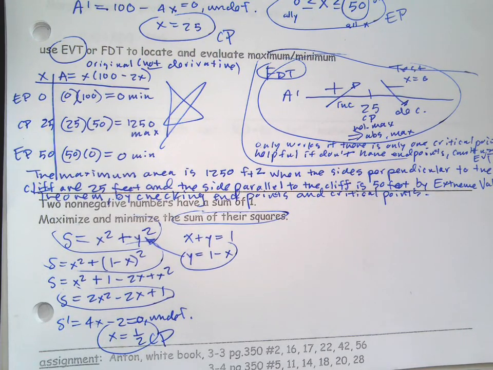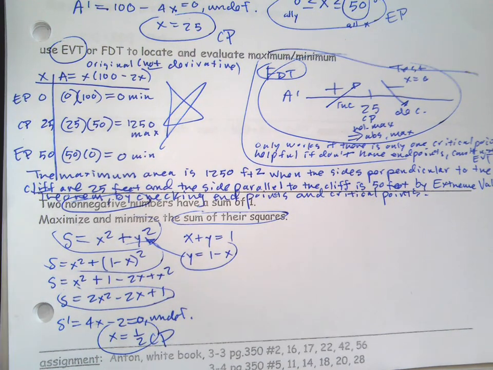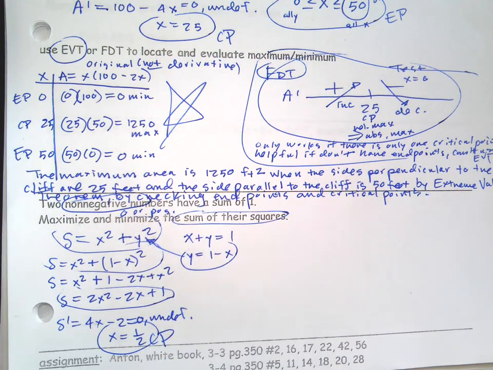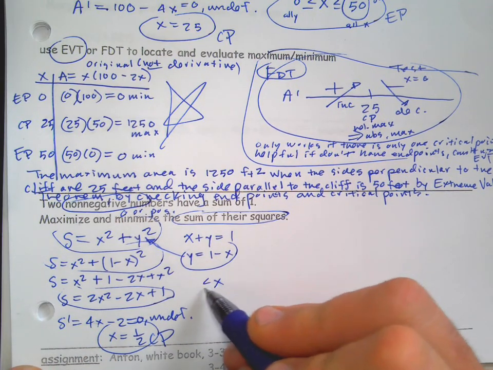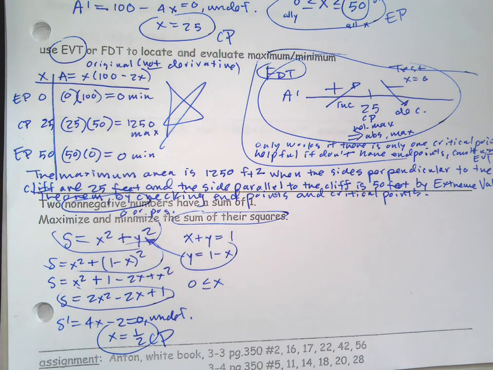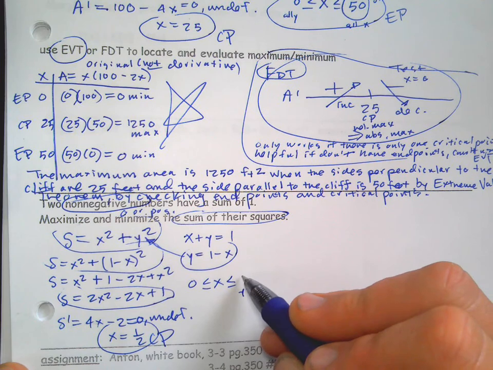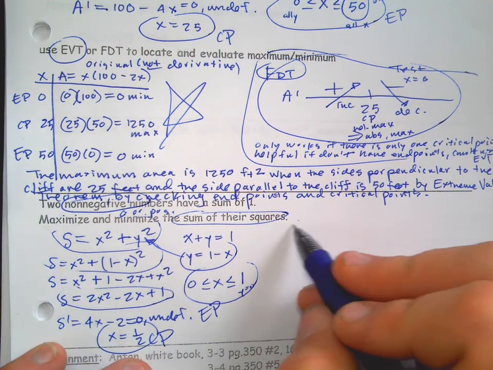Our endpoints, let's see. It says they're non-negative. That means it could be 0 or positive. And so I think the smallest one of them would be 0. So I think our endpoints for x, the smallest would be 0. And then the other extreme is that y equals 0, and so x would have to be 1. So these are our endpoints. And then we would set up a table.